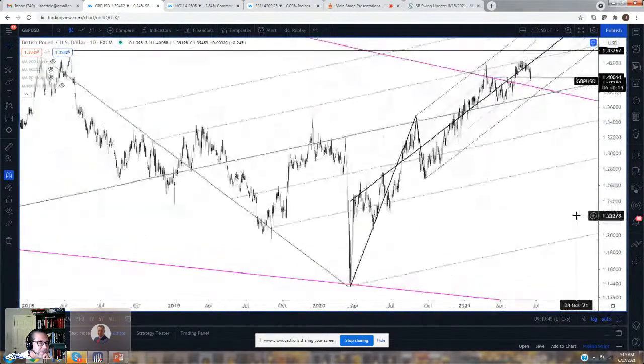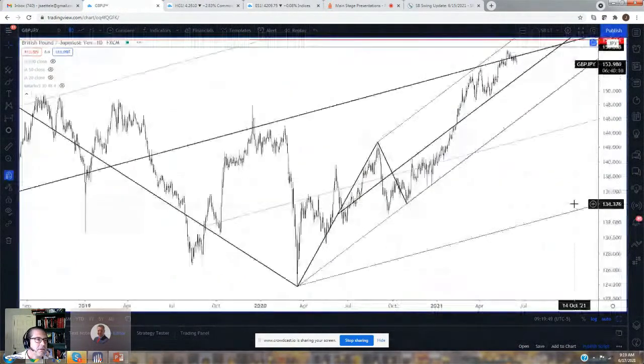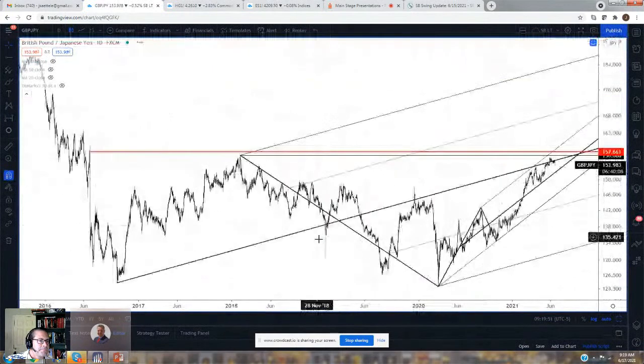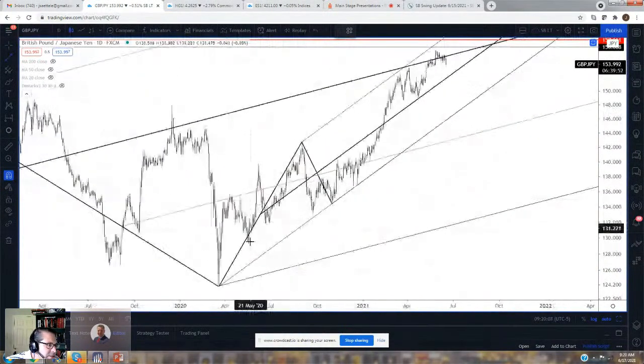So that would be what I'm looking at with pound against dollar. Pound yen is a good one. We can draw this fork all the way back to 2016. And guess what? That center line has proved to be, again, another inflection point, if you will. And this is a good example of finding parallels.